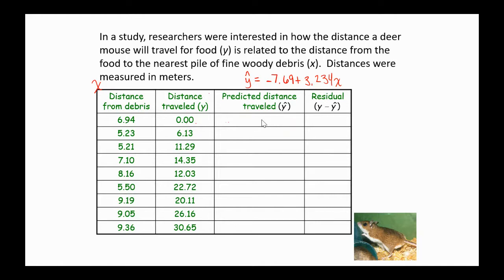Hey, so Riley, what'd you get for your point? For my y hat? Yes, the y hat. For my y hat, I got 14.75. And for my residual, I got negative 14.75. Okay.